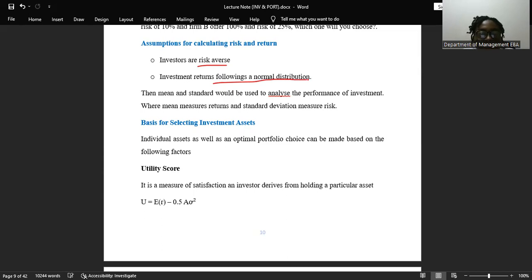Right. Okay. Basis for selecting investment assets. So an asset is what you invest in, right? I told you about investment vehicles, classes of assets you choose from. So an asset is what you choose. So assets in this case include shares, bonds, real estate, buildings, and so on. All right.